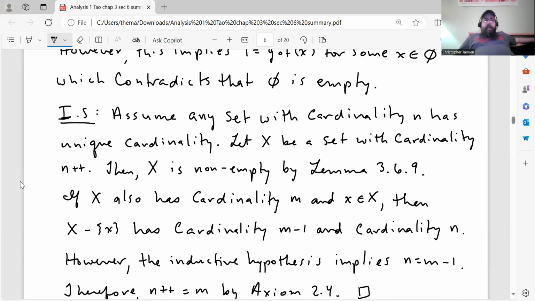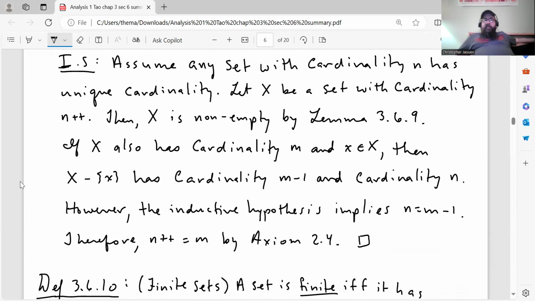Assume any set with cardinality n has unique cardinality. Let x be a set with cardinality the successor of n, then x is non-empty by lemma 3.6.9. If x also has cardinality m, and x is an element of x, then the set x minus the singleton set containing x has cardinality m minus 1 and cardinality n. That follows from lemma 3.6.9 again. However, the inductive hypothesis then implies that n is equal to m minus 1. Therefore, the successor of n equals m by axiom 2.4. And the proposition follows then by the principle of mathematical induction.